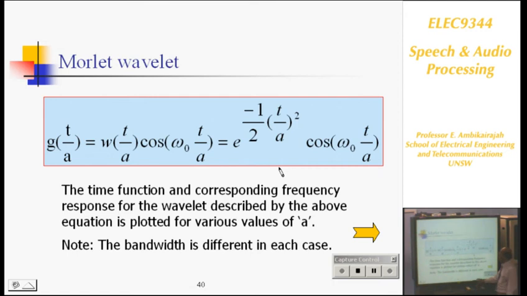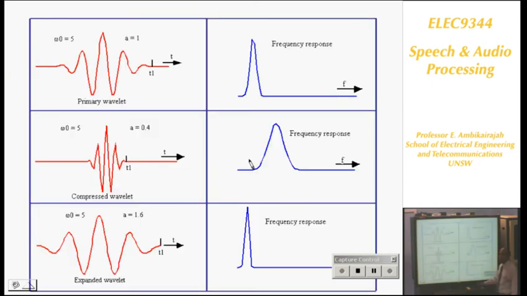So the wavelet now becomes this. This is your wavelet, and you obtain it from a cosine function by modifying the window as well as this time. You can plot this one if you like, and you will see its bandwidth will be different in each case. So I've done that in the next page as an example. Here is my first primary wavelet, which is A equal to 1, for example, I'm assuming. Now I take the wavelet and compress it by making A equal to 0.4 in the previous equation.